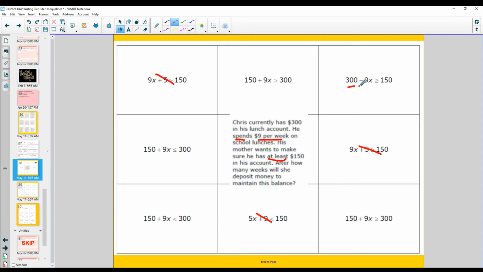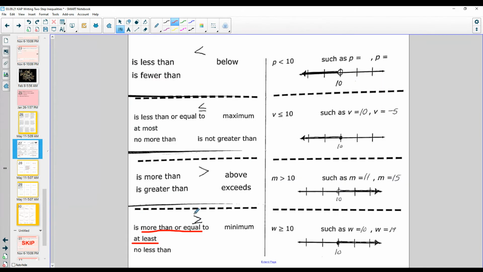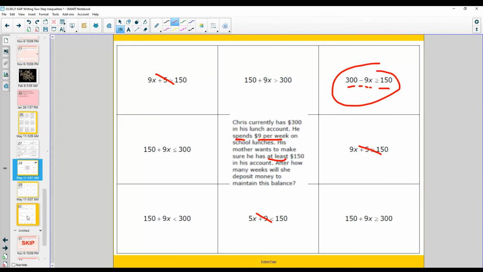He starts with 300. He takes away 9 every week. 9 every week is a multiplicative relationship. 9 times the week. And then it says at least 150. At least is represented by the more than or equal to. And so this is the matching.